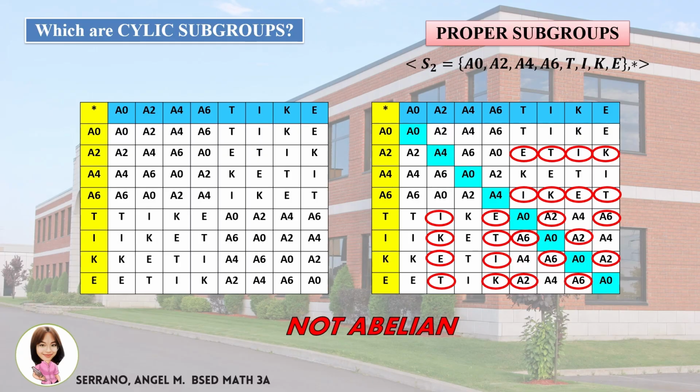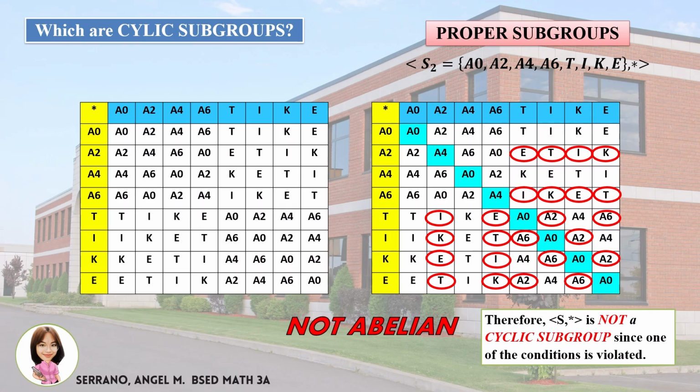Since one of the conditions of a cyclic subgroup is violated, we can conclude that this is not a cyclic subgroup. And we will not go further in determining whether S sub 2 has at least one generator, since we've proven that one of the conditions is not satisfied, making it not a cyclic subgroup.